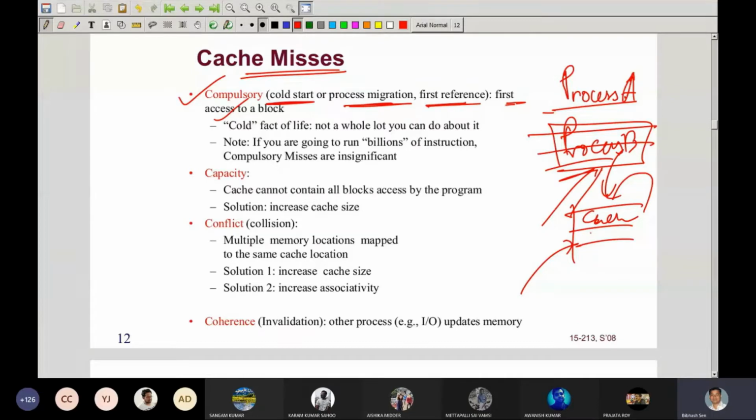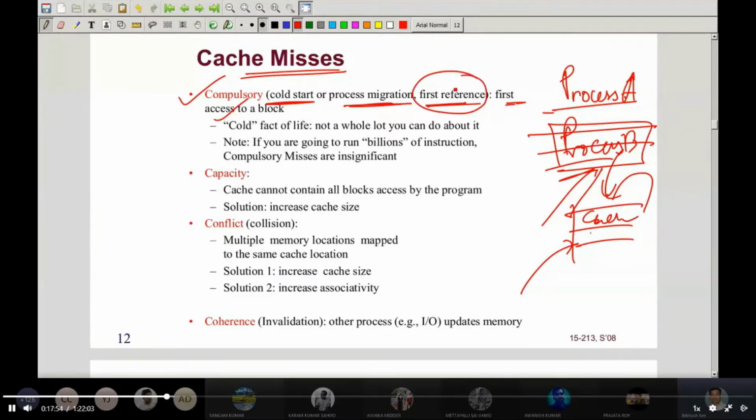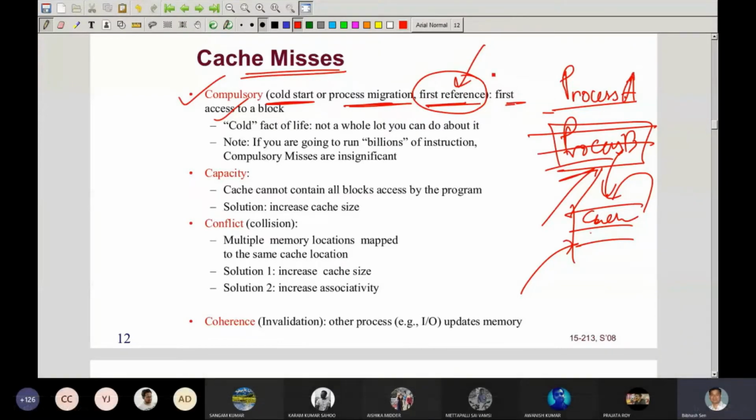Or you can say, whenever the first reference to any page happens in the cache, it will be a compulsory miss. That's why this point is to be noted: the first reference of any page will always give you a compulsory miss. Is it clear? It is a cold fact of life, not a whole lot you can do about it.